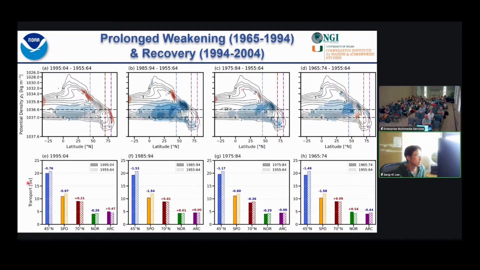For instance, for this one, 45 degree north, left bar shows the total AMOC transport at 45 degree north for this particular period, 95 to 2004, and this cross bar is for the baseline period. So this number shows the difference between this period and this baseline period. So there are a lot of things to digest here for each decadal period. So I'm going to just give you a brief summary of what you see here.